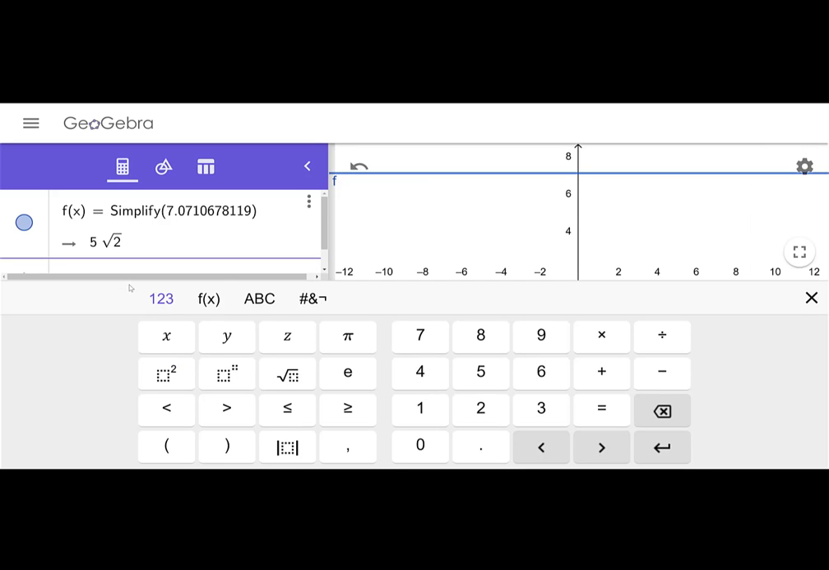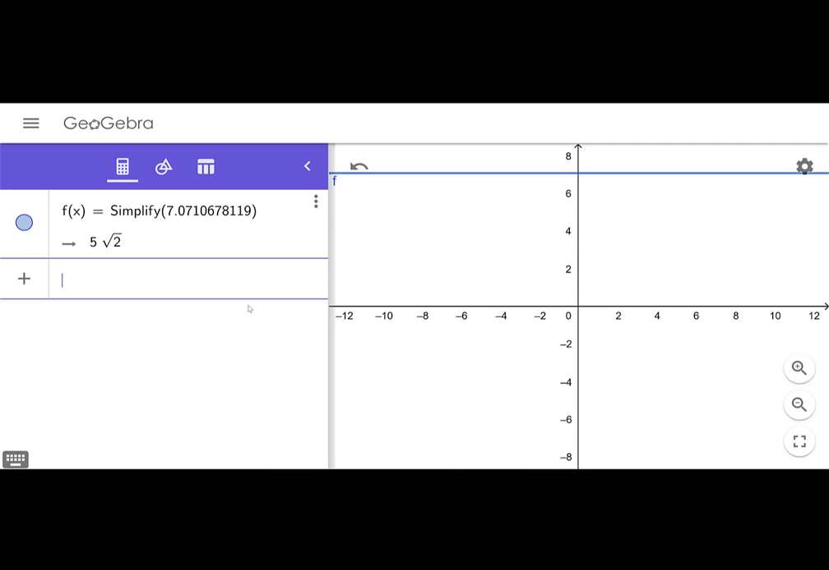All right, so let's try the next one. On the next one, we wanted the square root of 12. So we can just type in simplify, and we want the square root of 12. If you want to go faster, you can just type in SQRT, and that will give you the square root.